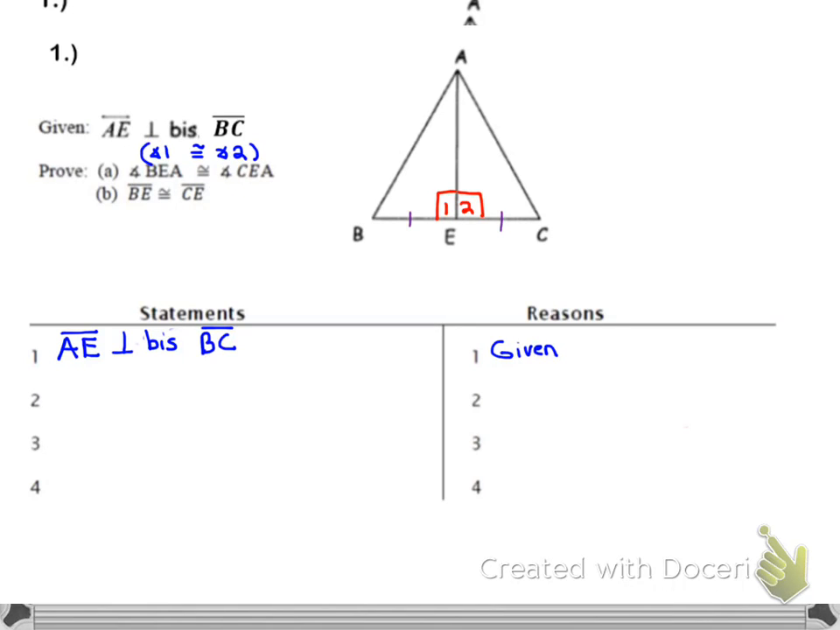So I'm first going to deal with the perpendicular part of the given. Now I've changed in the proof to angle 1 and 2 because that's what I used in my diagram, versus angle BEA and CEA. The definition of a perpendicular line is that it gives us right angles. So the first thing I need to write is that angle 1 and angle 2 are right angles. My reason is that perpendicular lines give us right angles.